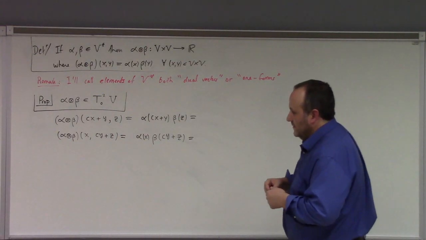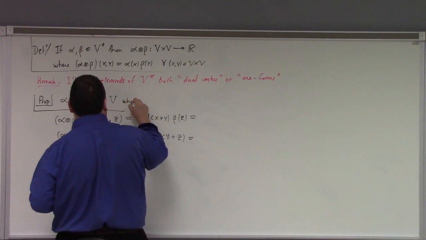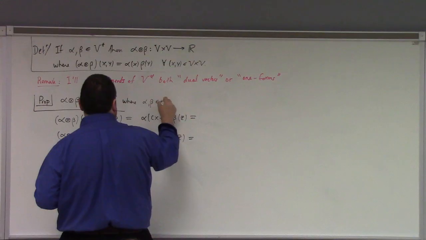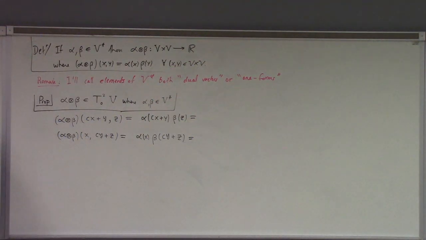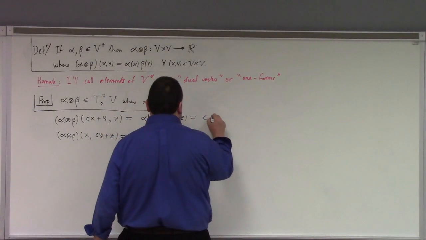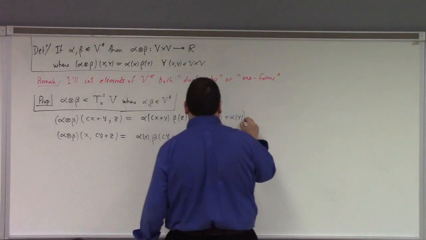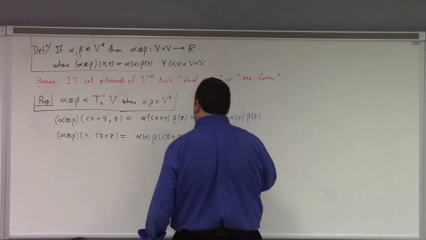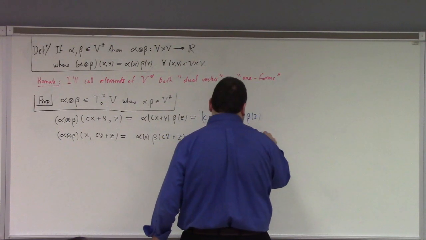But what am I assuming in this proposition? Of course, alpha and beta are dual vectors, right? I mean, that's the context here. Since they're dual vectors, that means they're linear. So I've got c alpha of x plus alpha of y, all times beta of z. And down here, I've got alpha of x times c beta of y plus beta of z, right?